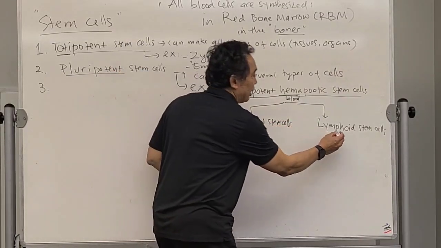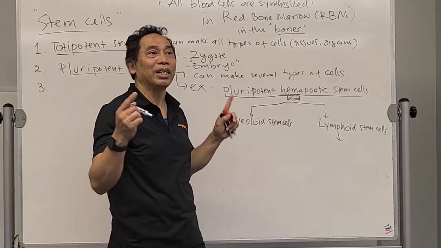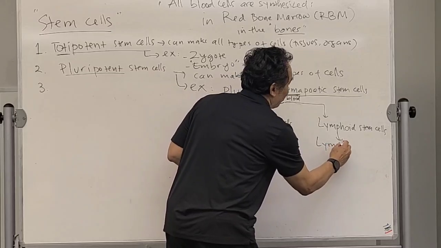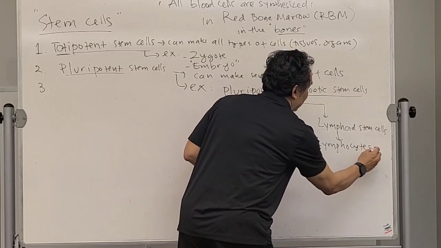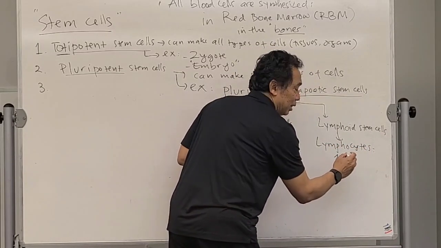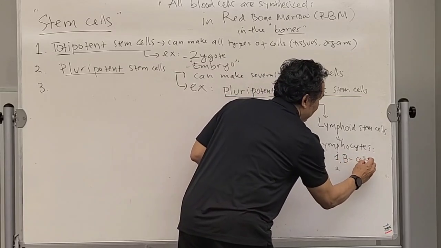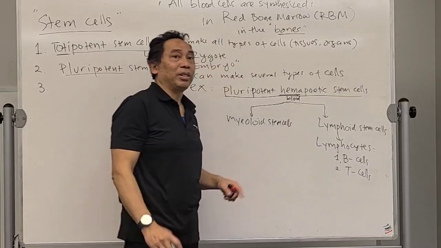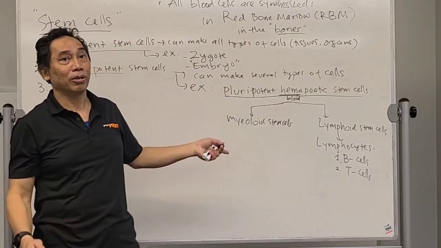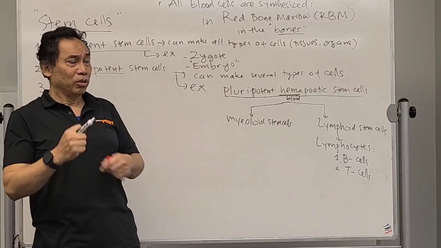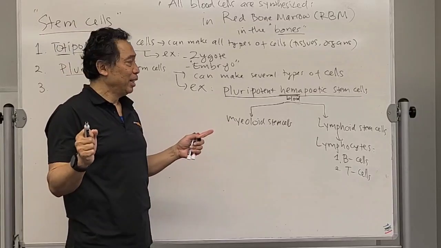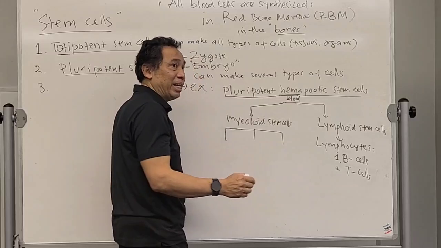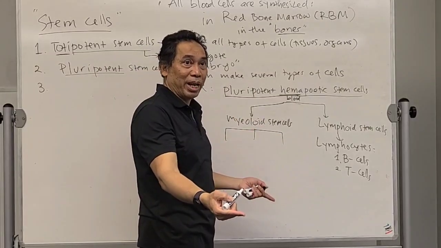This lymphoid is easy. This is the one that makes lymphocyte, and we have two types of lymphocyte. They are called B cell and T cell. Maybe you have heard of T cell and B cell. We're going to learn that later, especially when we talk about the immune system. And then the myeloid stem cell can make the other blood cells.